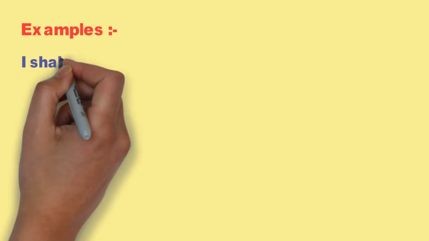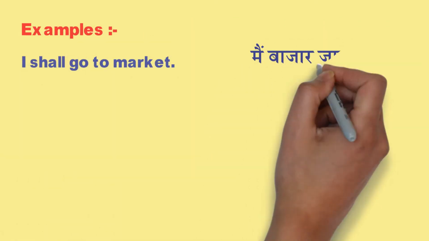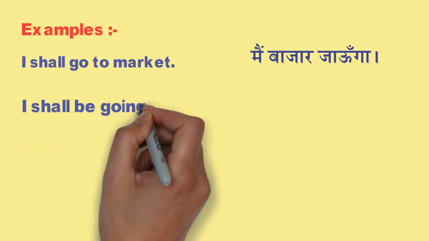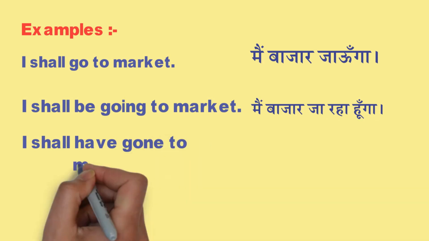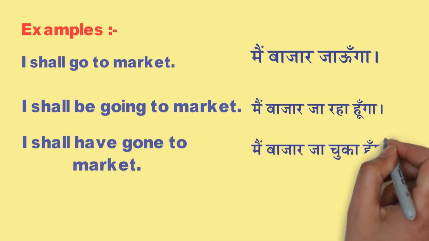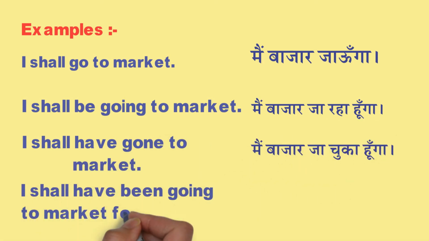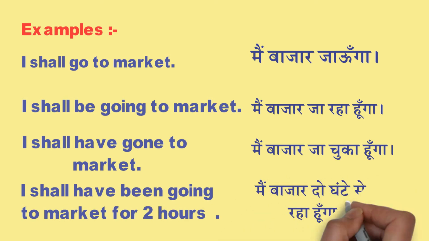Example: I shall go to the market, मैं बाजार जाऊंगा. I shall be going to the market, मैं बाजार जा रहा हूंगा. I shall have gone to the market, मैं बाजार जा चुका हूंगा. I shall have been going to market for 2 hours, मैं बाजार 2 घंटे से जा रहा हूंगा.